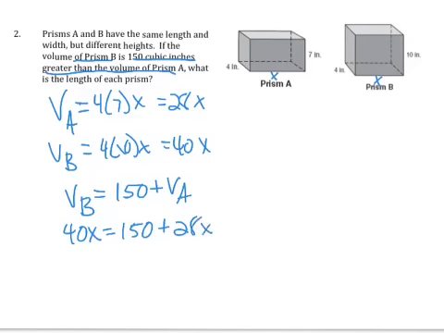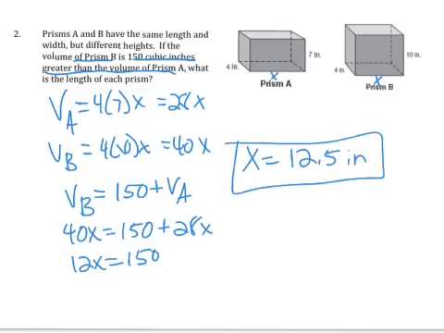And that's a pretty easy equation to solve. If I subtract 28x from both sides, I get 12x is equal to 150. Divide by 12, and I end up with x is 12.5. And that's going to be inches. So that's just an example where you might have to set up an equation to solve at the end. And we'll do a lot more of these different types of problems in class.